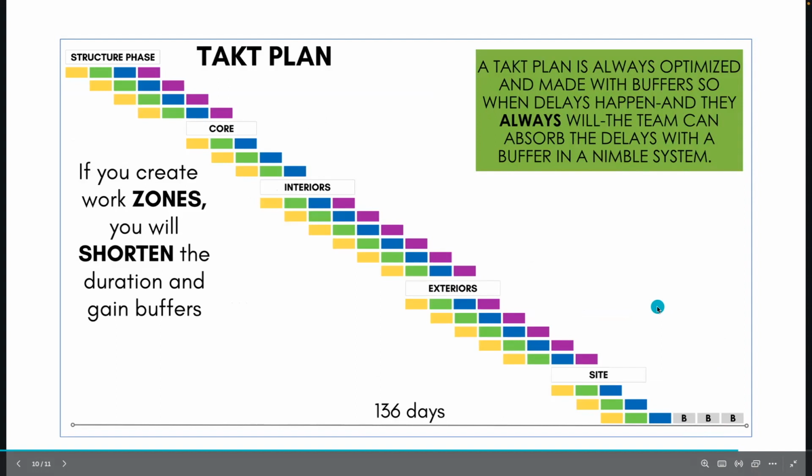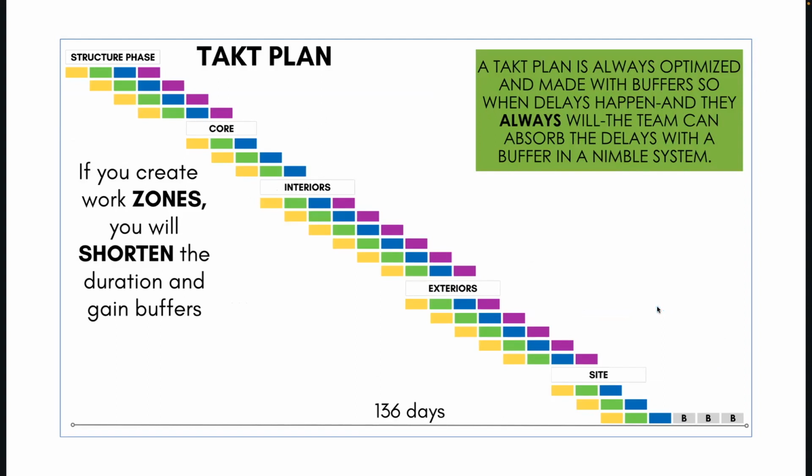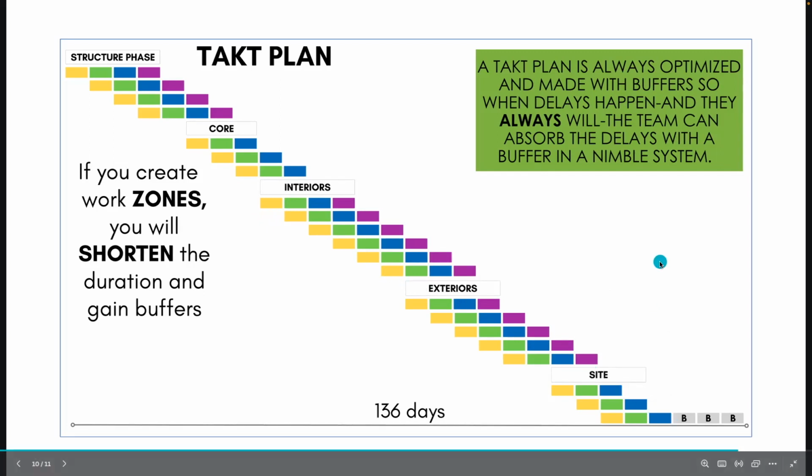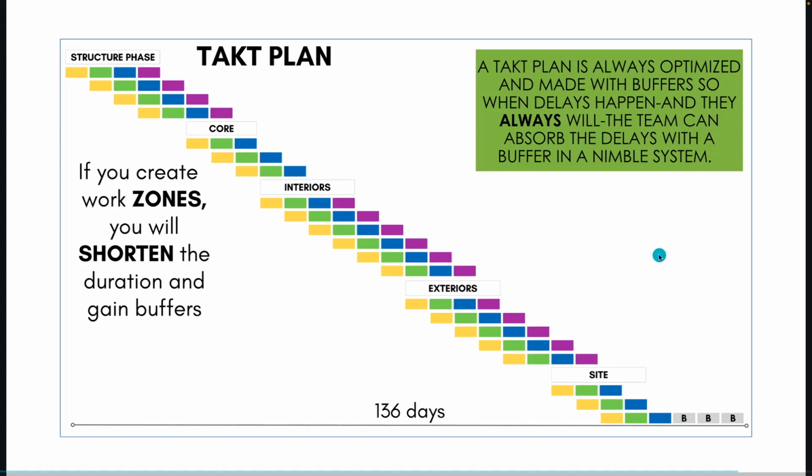So if somebody said, "Hey, Jason, what's the difference between a CPM schedule and a takt plan? Why do takt plans have buffers?" Well, because when we use Little's law, we're able to gain time from the promised target duration or the target end date. We are able to actually gain buffers in the system, and that's why Takt is a nimble system, not a fixed system like CPM.